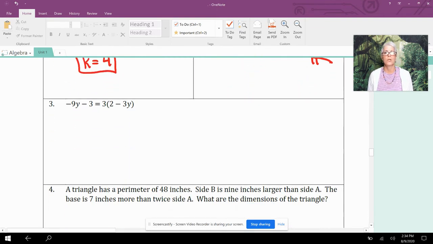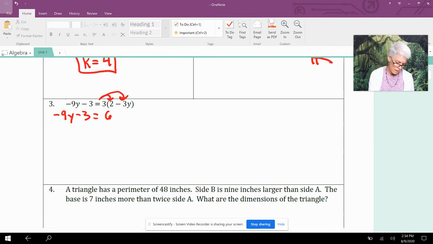There's some distribution, so I'm going to do that first. 3 times 2 is 6. Well, let me go ahead and bring this down. Negative 9y minus 3 equals, then 3 times a negative 3 is a negative.